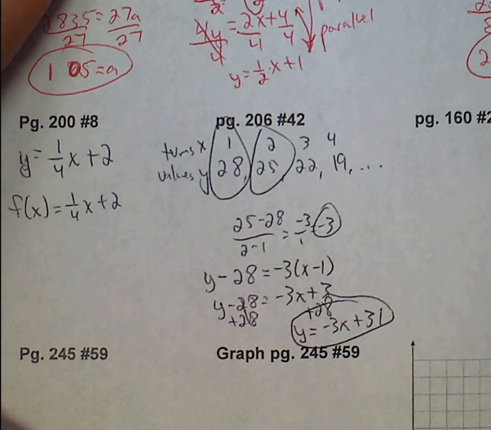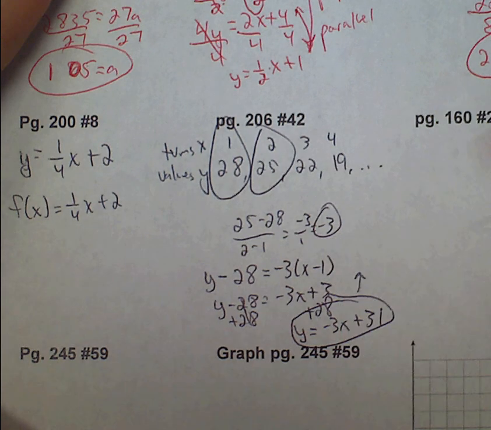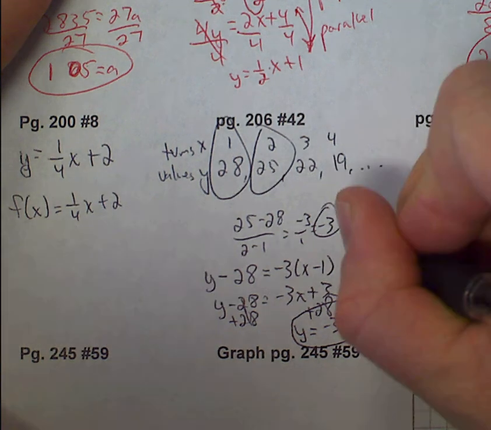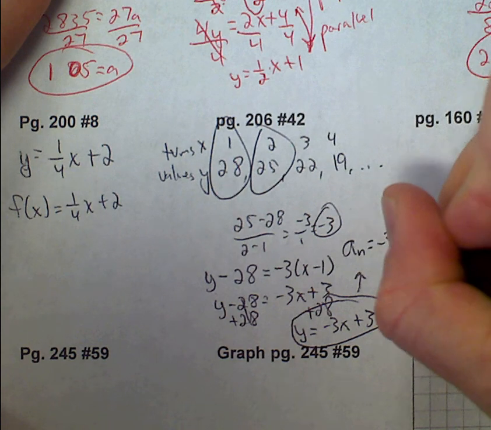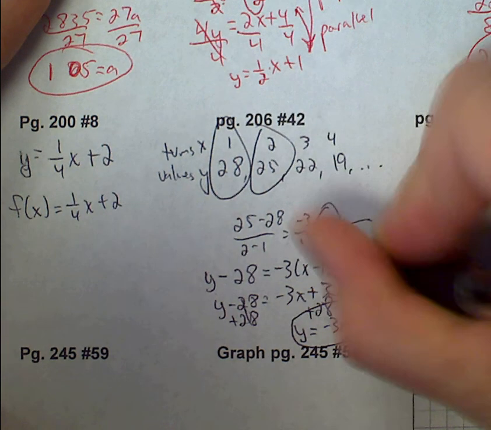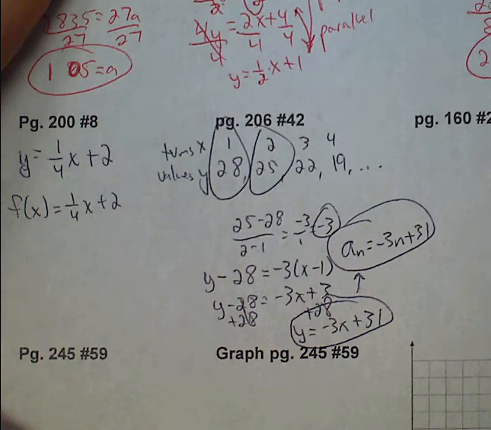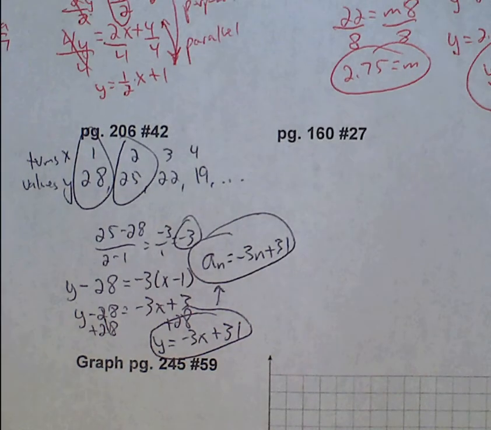That is my equation. If I need to find the nth term, I just put a sub n equals negative 3n plus 31. That's it. Page 160, number 27.